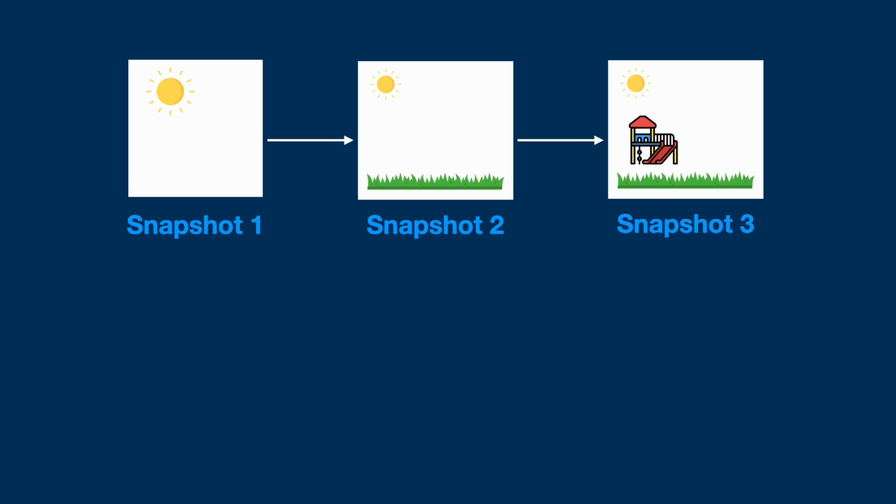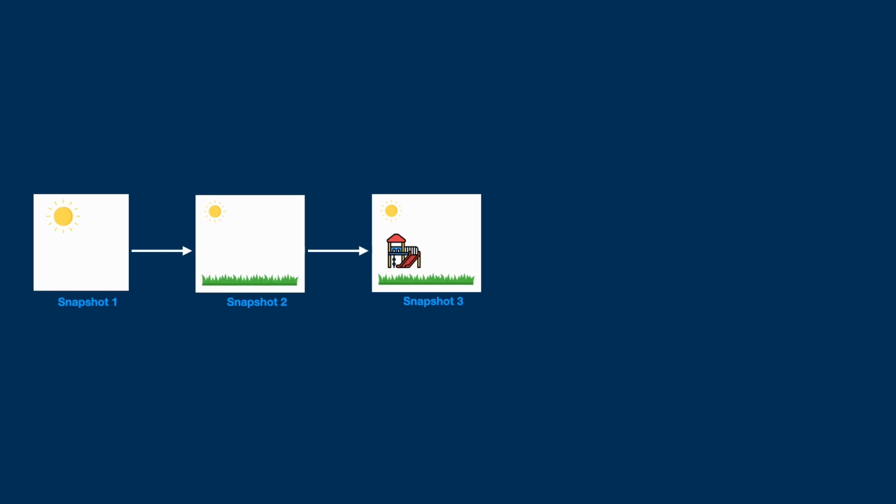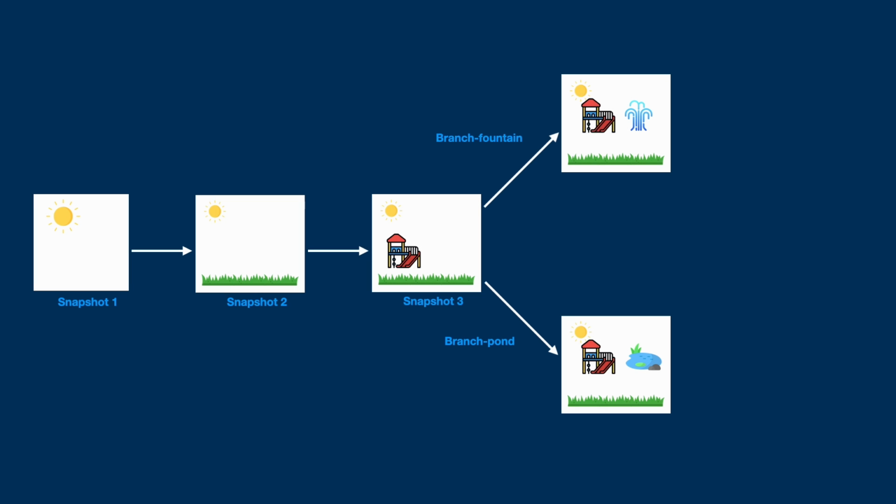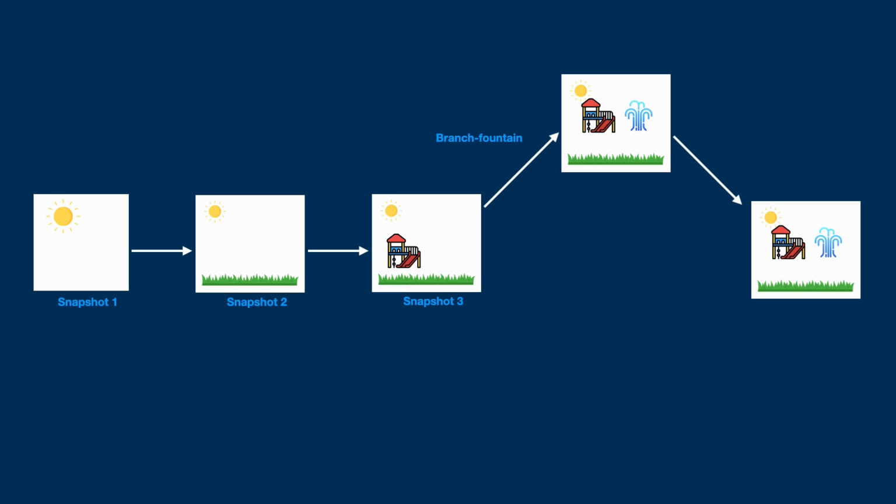Sometimes, you might want to try out a new idea for your drawing without messing up the original version. That's where Git branches come to the rescue. Imagine you are drawing a beautiful playground, but you're not sure if you want to add a pond or a fountain. With Git branch, you can create two separate versions of your drawing, one with a pond and one with a fountain. You can then show both versions to your friends and decide which one you like best. It's like having a magical art studio where you can create and compare different versions of your masterpiece.